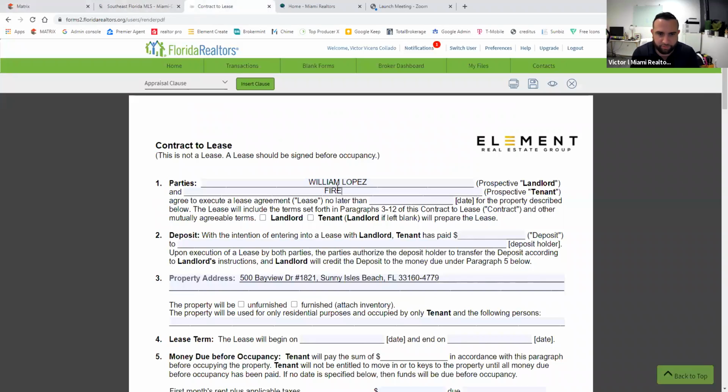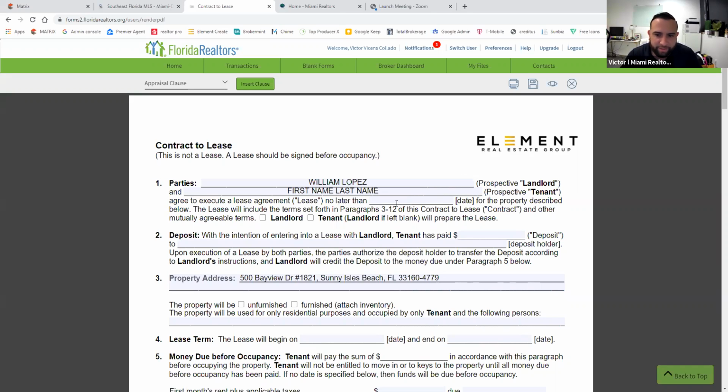Prospective tenant, you would put their first name and last name. I'm just going to put here first name, last name. And what this is basically saying is the landlord and tenant agree to execute a lease agreement no later than blank. So the date that you put here means that we have to actually do a real lease agreement by this date. Otherwise, this contract to lease is null and void, and the tenant could back out and get their deposit back.